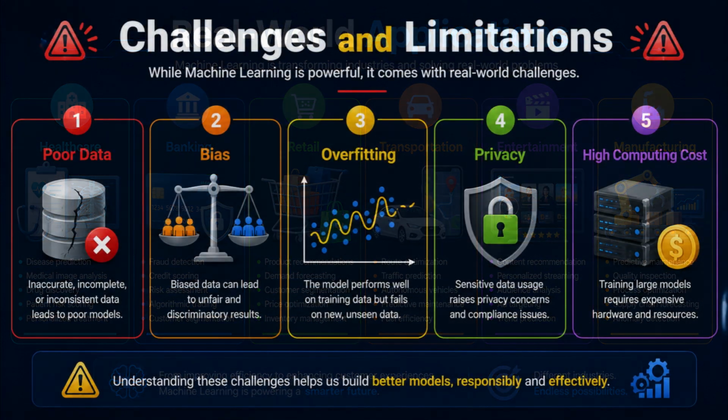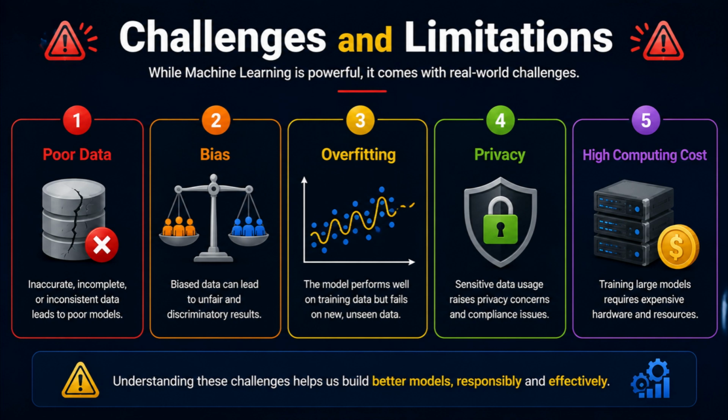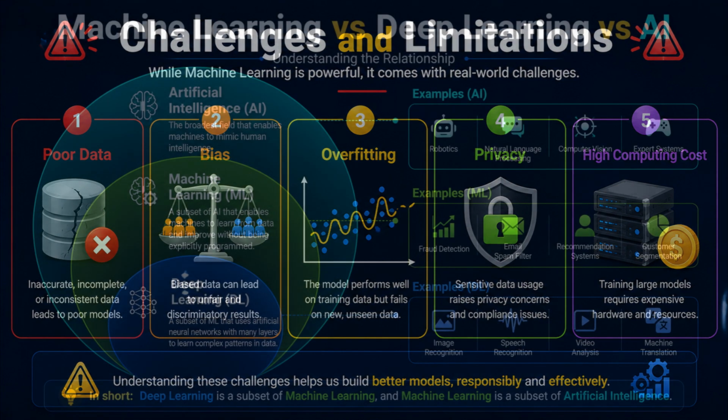Machine learning is powerful, but it isn't magic. A model is only as good as the data used to train it. Poor quality or biased data can produce inaccurate or unfair predictions. Models can also overfit, meaning they memorize training data instead of learning general patterns. Privacy, security, and ethical considerations are also critical when working with sensitive information.